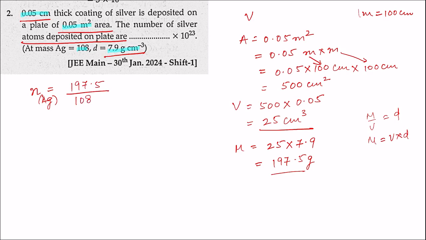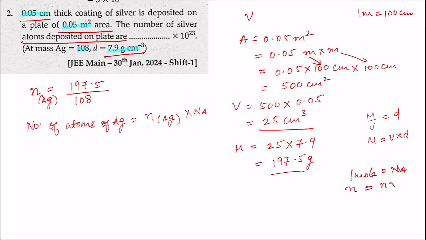Number of atoms. Number of atoms of silver is equal to moles of silver multiplied by Avogadro number. Why multiplying with Avogadro number? 1 mole of any substance contains Avogadro number of particles. N moles of any substance will contain N into Avogadro number of particles.